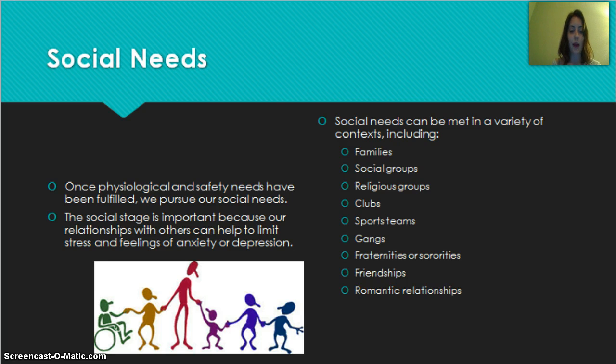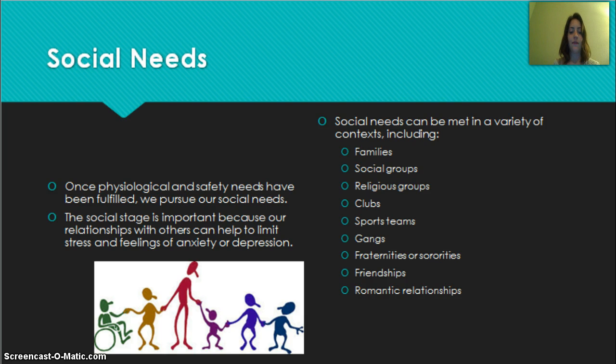After our safety needs are met, we can continue on to the 3rd stage in Maslow's hierarchy of needs, the social stage. It's also known as the love and belonging stage, and it focuses on interpersonal relationships. This stage is not focused on basic needs, but instead it's focused on our psychological and emotional needs. This stage is particularly important because our relationships with others can limit feelings of stress, anxiety, or depression that we might have without those interpersonal relationships.